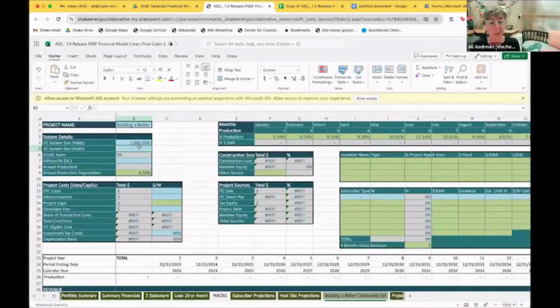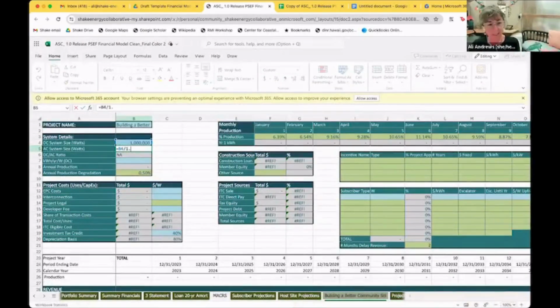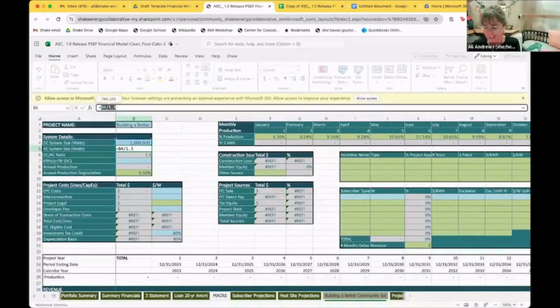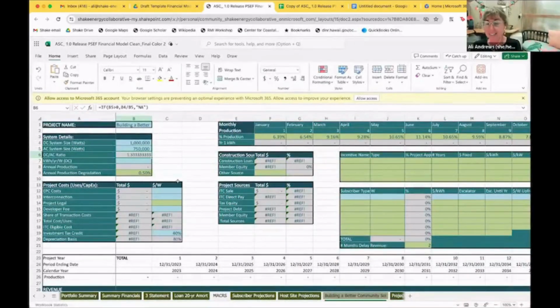A typical AC-DC ratio, if it was 1 megawatt, might be like 1.3, which means that we want this number to be that divided by 1.3. I'm not very good at mental math, so I did it separately. And that's a very ugly number, so I'm just going to round it to 750 kilowatts AC. So that's going to be our system size. We've got 5 acres, we've got 1 megawatt DC, which is 750 kilowatts AC. It populated our AC-DC ratio.